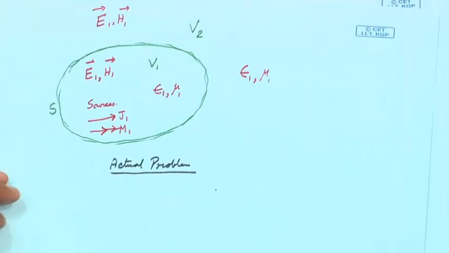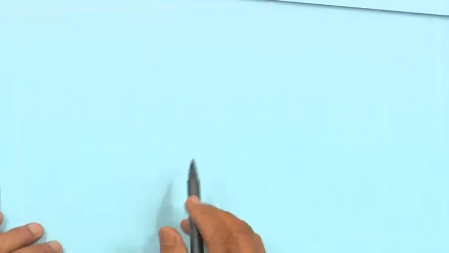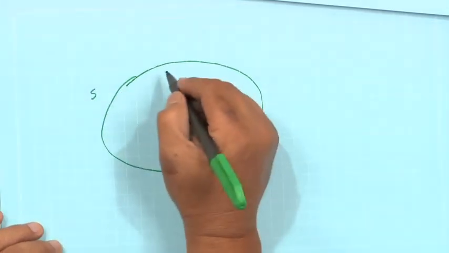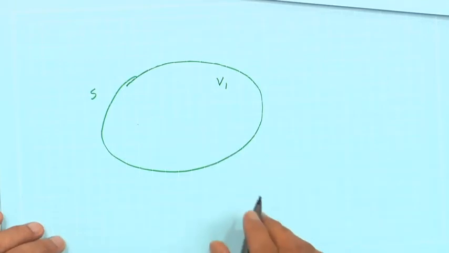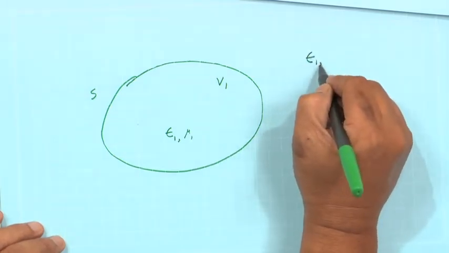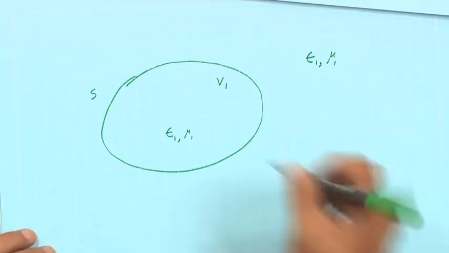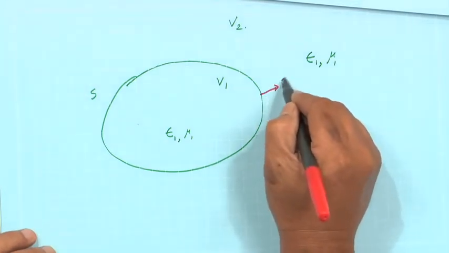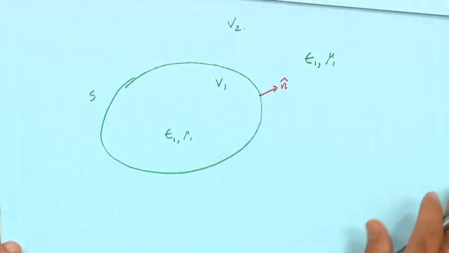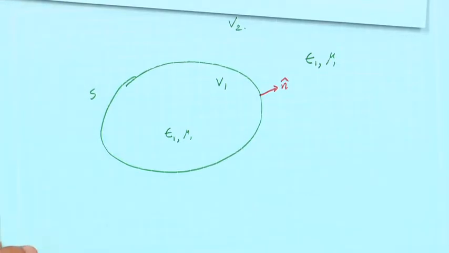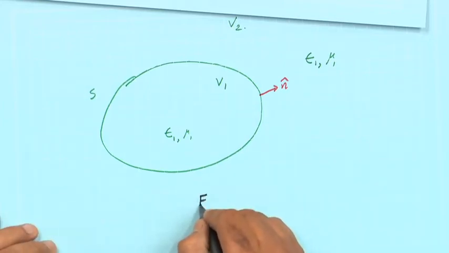Now, this actual problem I will replace with the help of the equivalence problem, the field equivalence principle, with the same surface S. I have the volume V 1 and I have this epsilon 1, mu 1. Outside also I have epsilon 1, mu 1; that has not changed anything. This one I am calling V 1, outside I am calling V 2. The surface has an outward normal, so this is my direction. Now, I say that this is my equivalent problem. I have written it, where is the black? This is my equivalent problem.